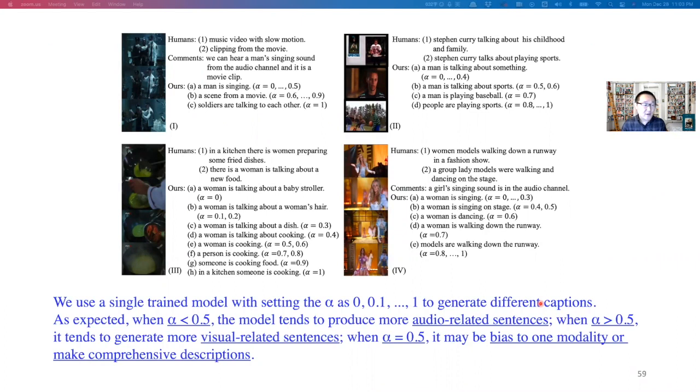As expected, when alpha is smaller than 0.5, the model tends to produce more audio-related sentences. When alpha is larger than 0.5, it tends to generate more visual-related sentences. When it's equal to 0.5, it may be biased to one modality or make comparison descriptions.